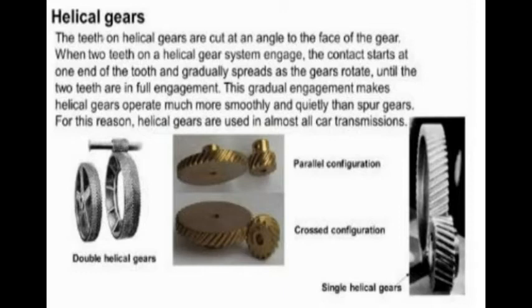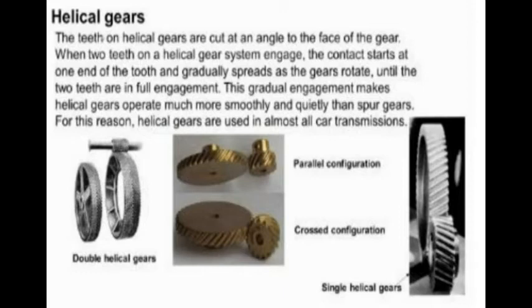In the case of spur gears, there is impact from one tooth to the other. Whereas in helical gears, since the engagement is gradual, there is no impact and the noise is very low. For this reason, helical gears are used in car transmissions. You can see here a single helical gear. The bigger one is called the gear and the smaller one is called the pinion.